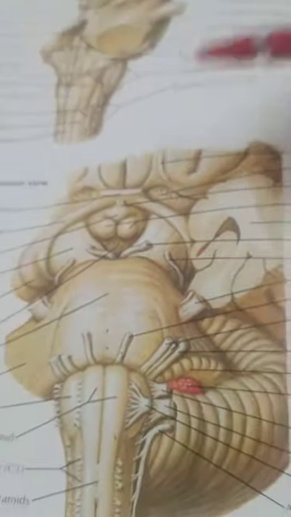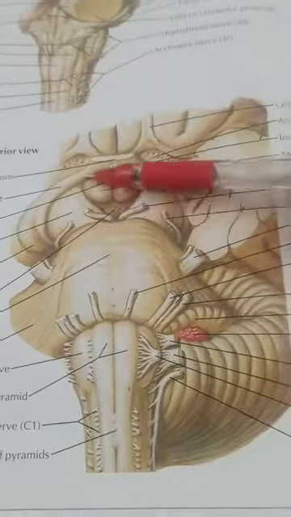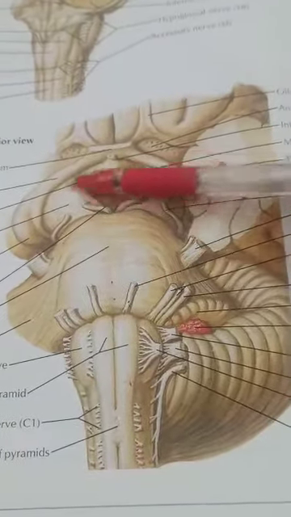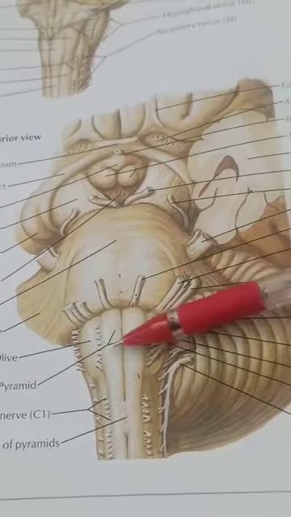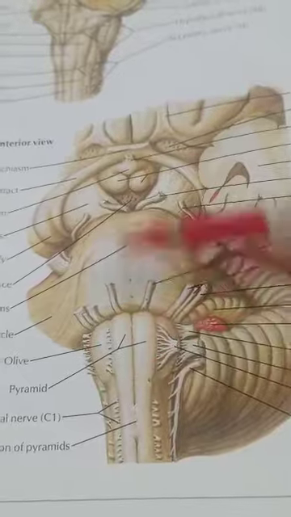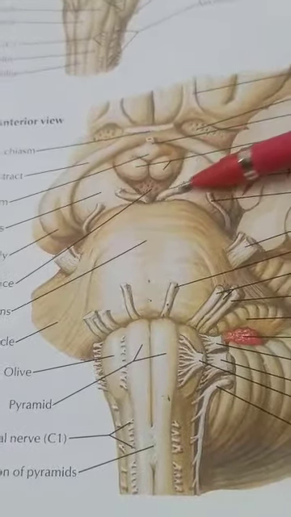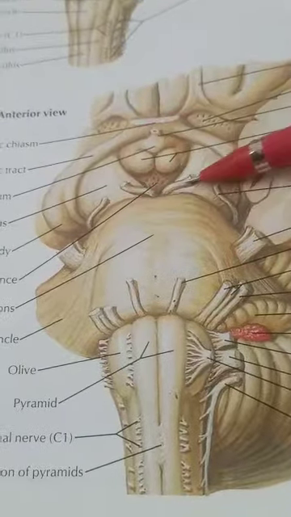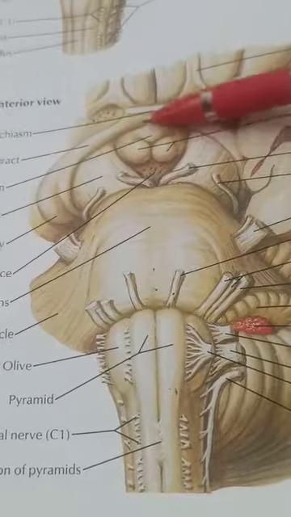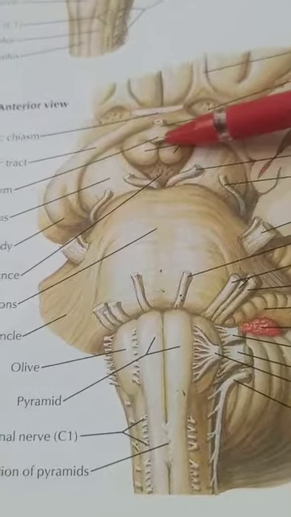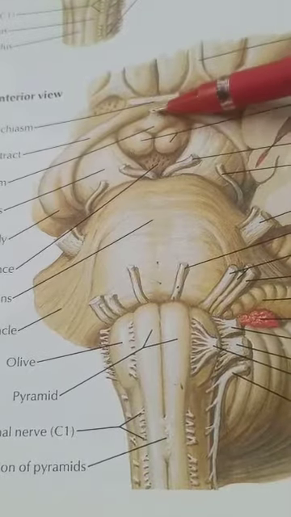Next is the brainstem. Here is the anterior view of the brainstem. The brainstem comprises the upper part, the midbrain, the middle part, the pons, and the lower part, the medulla oblongata. In the anterior view of the midbrain, we can see two cerebral peduncles. Between them there is a space known as the interpeduncular fossa, where we can see the mammillary bodies, the tuber cinereum, and the stalk of the pituitary gland.